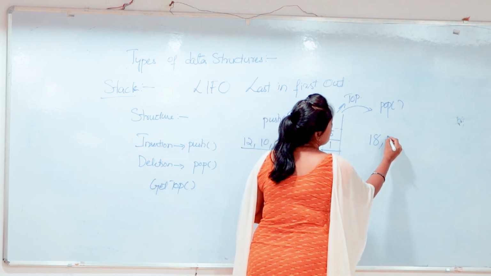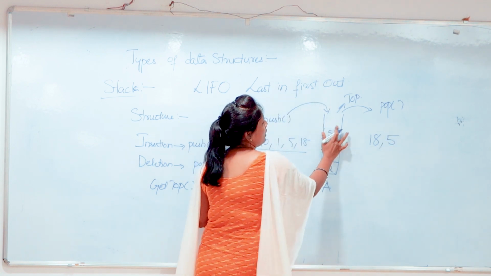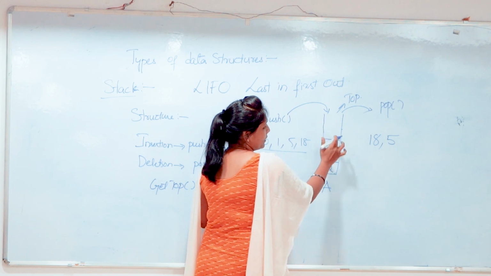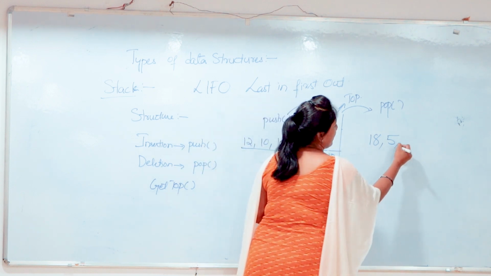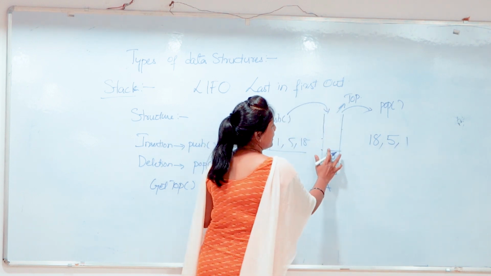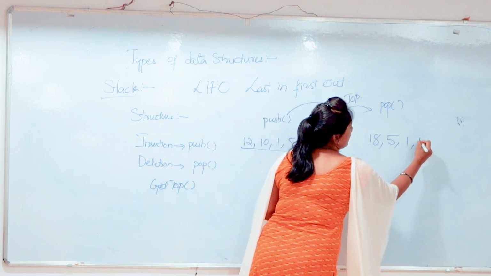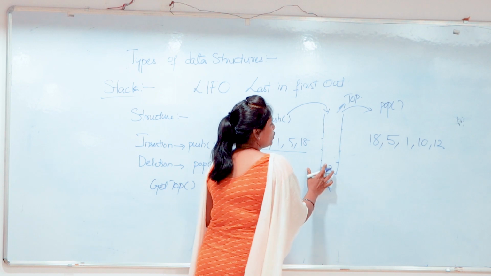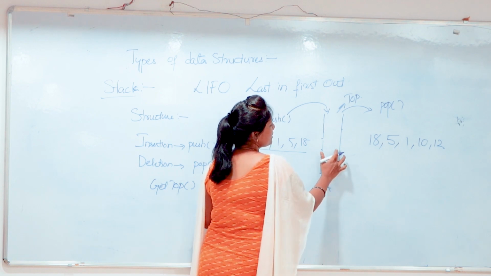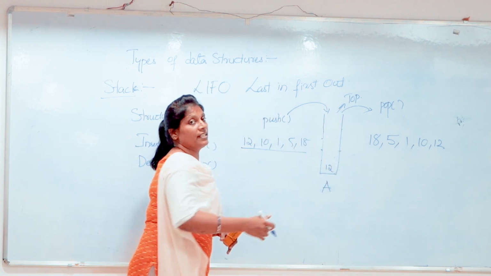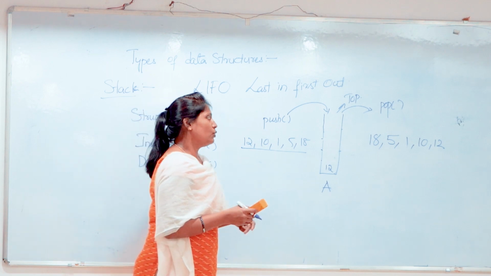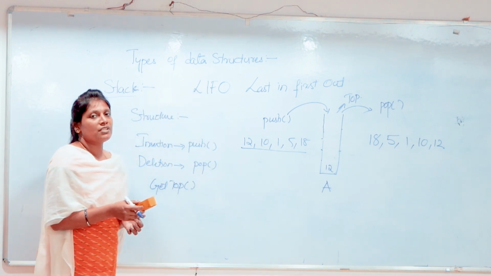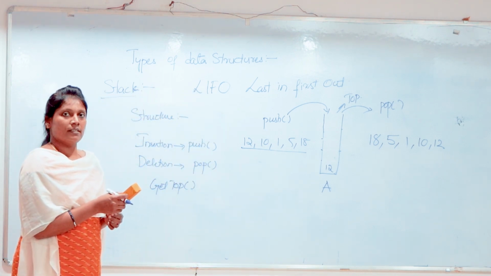The next element is 5 here. Next, again performing the pop operation, the next element I have popped here is 1, and the next element I have popped is 10, and the last one is 12. So 12, which was inserted first, has been deleted last here. So like this, the operations will be performed on our stack.